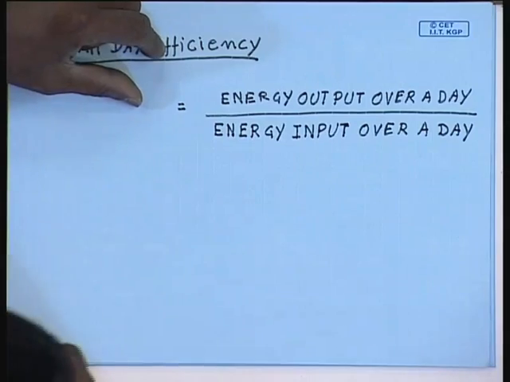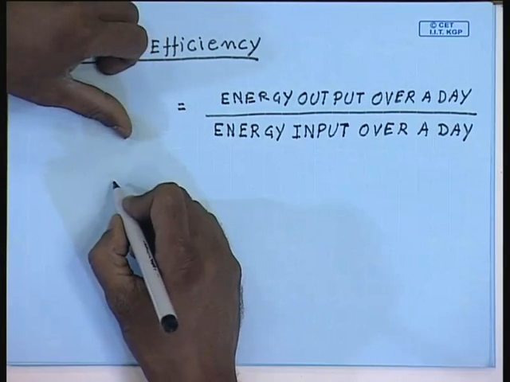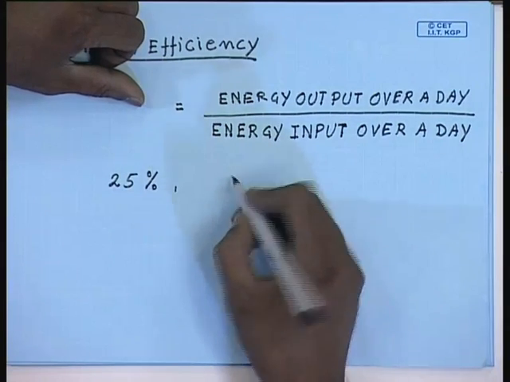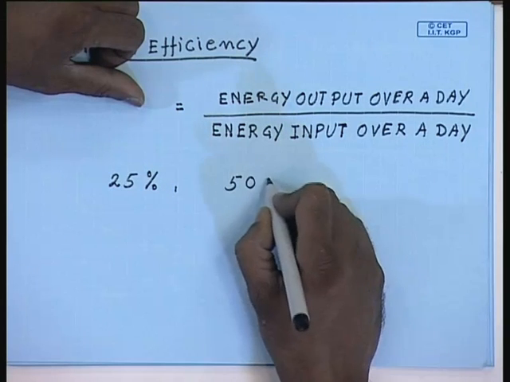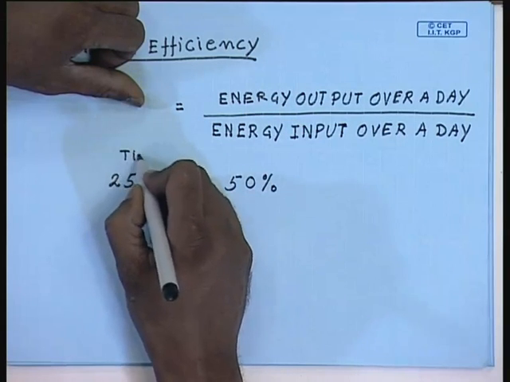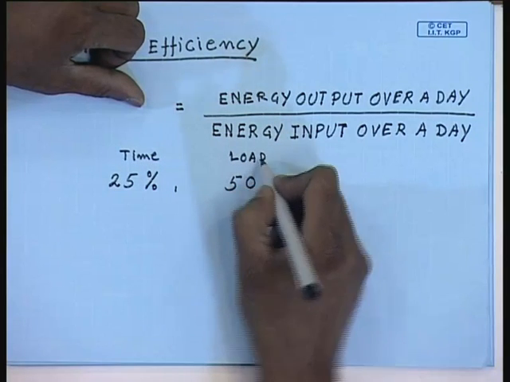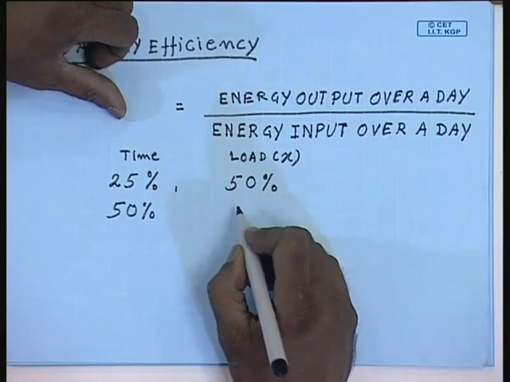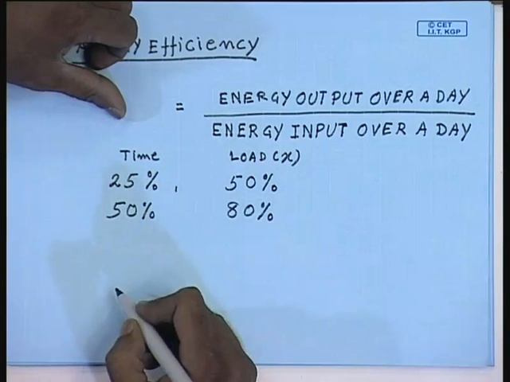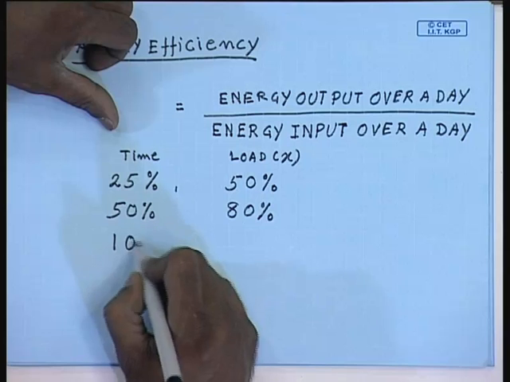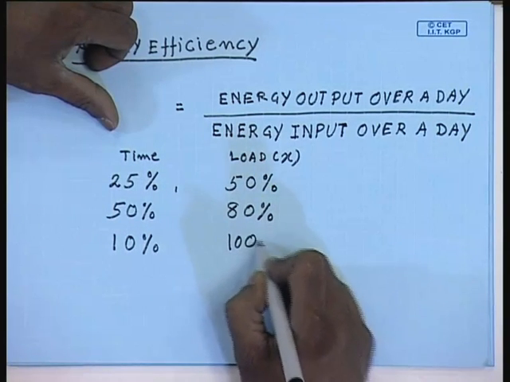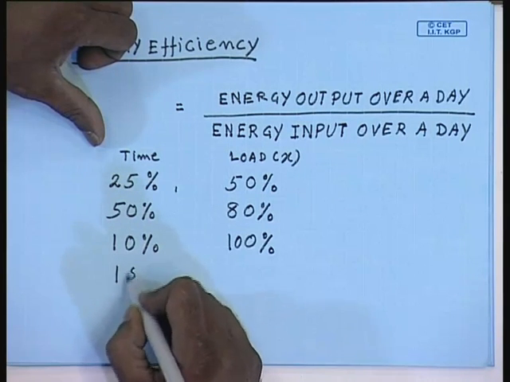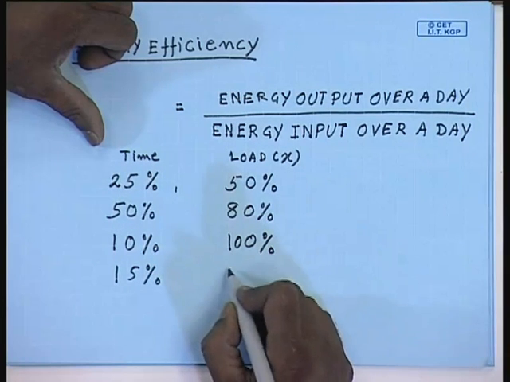Let us say a transformer is loaded say 25% of the time at, let us say, 50% of the load, that is x, then 50% of the time, let us say loaded at 80% and let us say 10% of the time it is loaded at 100%. And for the rest of the 15% of the time it remains at no load.